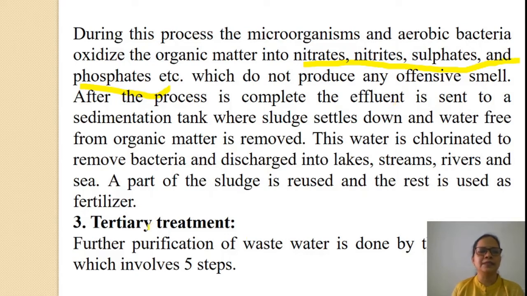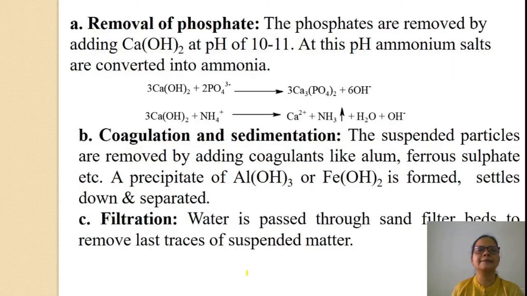The third step is tertiary treatment. Further purification of wastewater is done by this process. It involves 5 steps. Step A, removal of phosphate. The phosphates are removed by adding calcium hydroxide at a pH of 10 to 11.